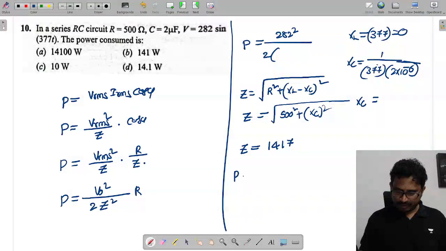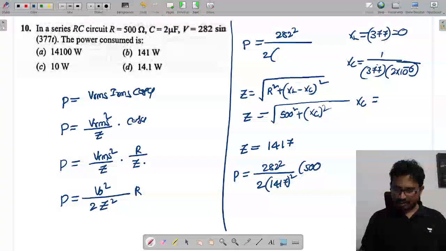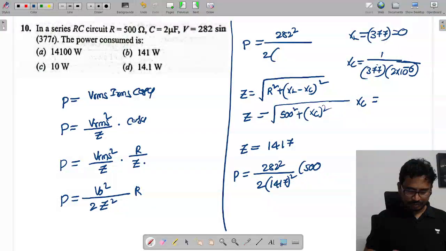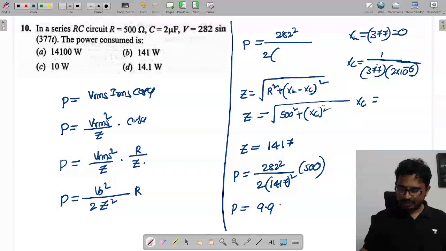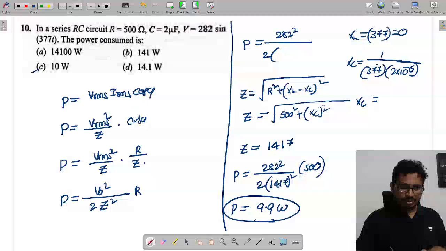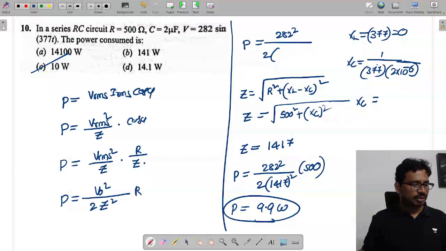Now place the power, which is equal to V0 square, 282 square, by 2 into Z square. So this is 1417 whole square, into R which is 400. You can simplify this: 282 square into 400 by 2 into 1417 square. This value will come to 9.9 watts, which is about 10 watts. Okay, so we got this.